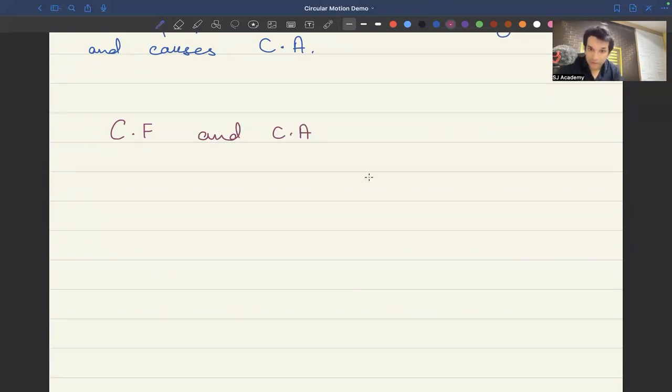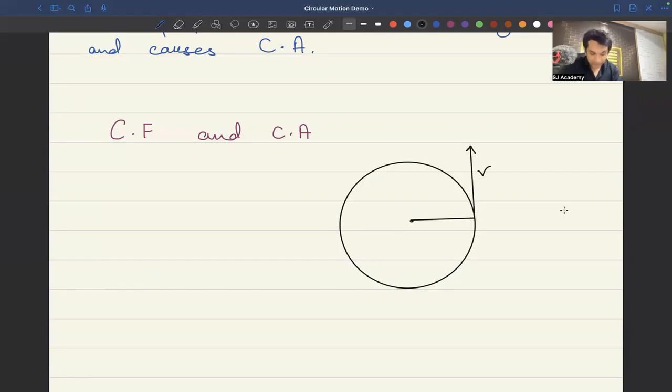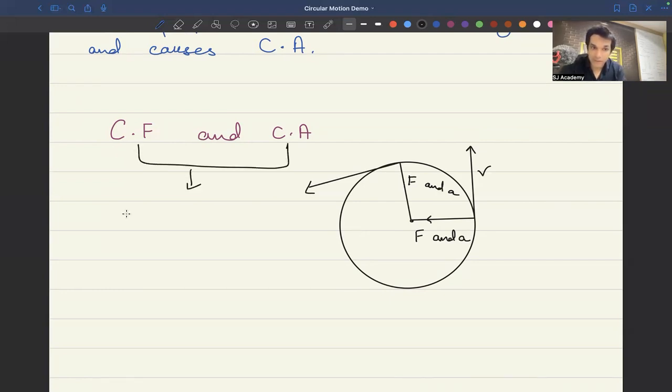So if we have to make a circle to represent it, so this is basically the linear velocity, and force and acceleration will always be pointed towards the center no matter what direction we are at. At all points, force and acceleration will always be pointed towards the center. And both of these will always be perpendicular to the linear speed.